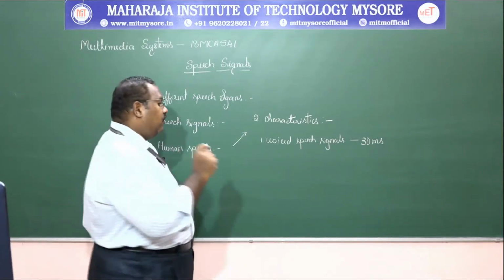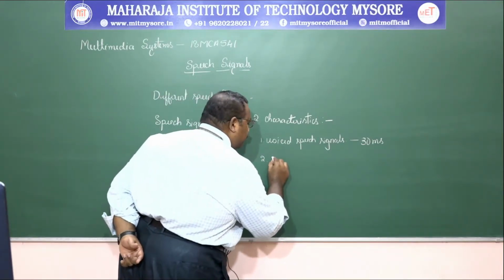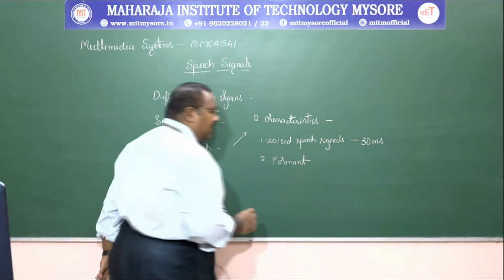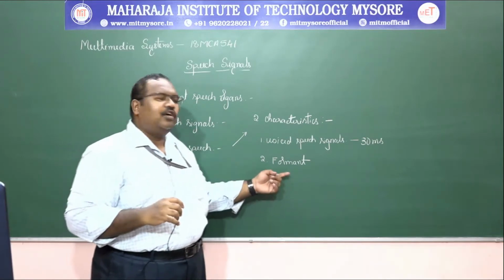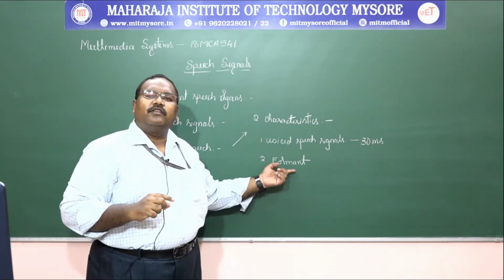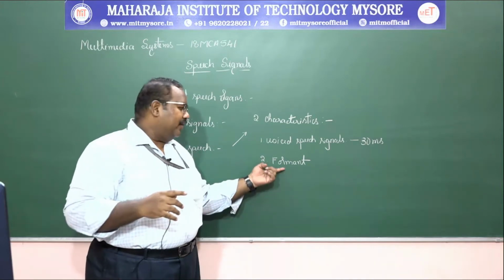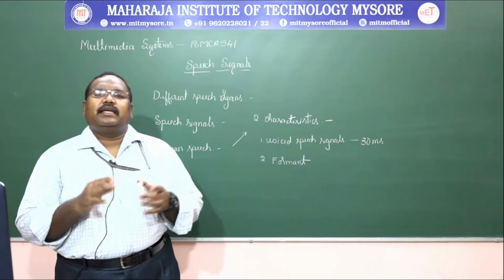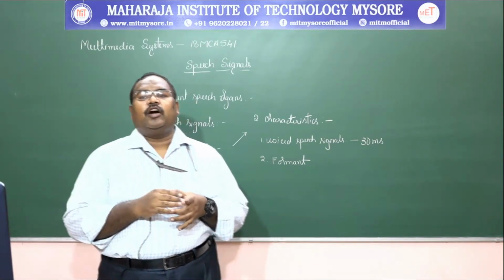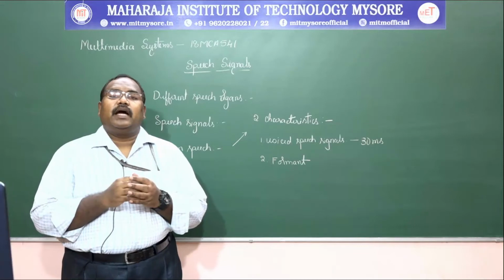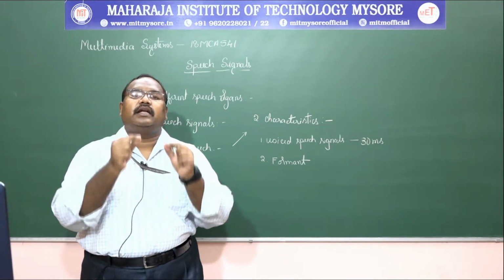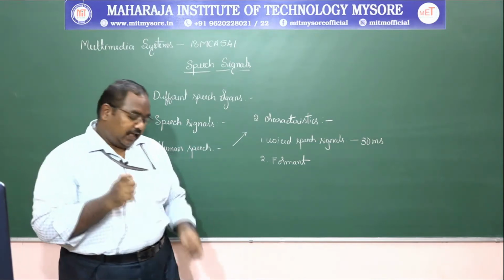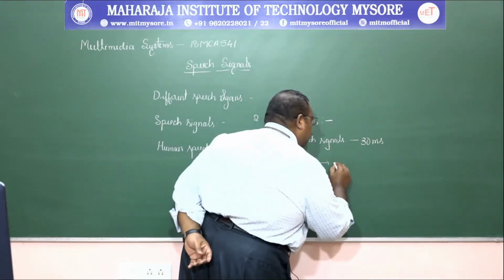A second one is formant. Many times students write it as format. It is not format. Format is a pattern, whereas here we are using the word formant, F-O-R-M-A-N-T. What does it mean? It is a characteristic component of the quality of an utterance. What do you mean by utterance? It is just a sound generated at that instance of time. And we also call it local maxima.